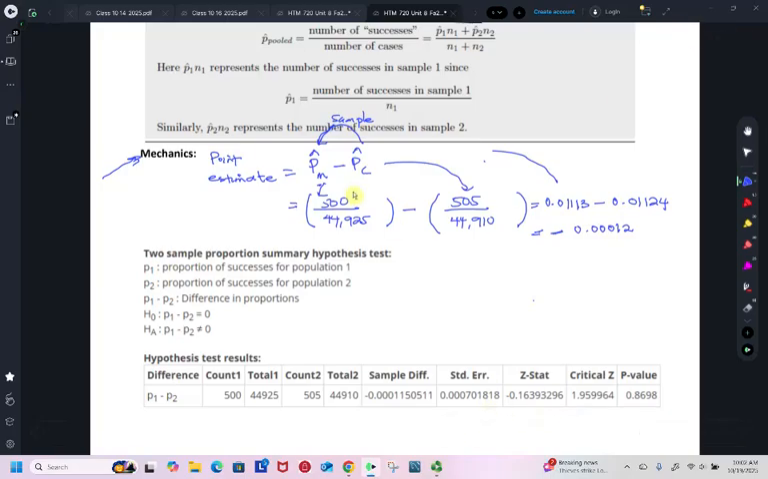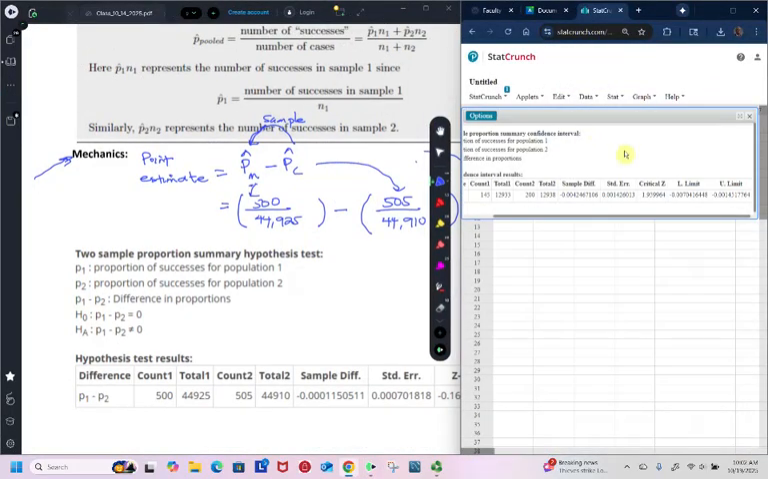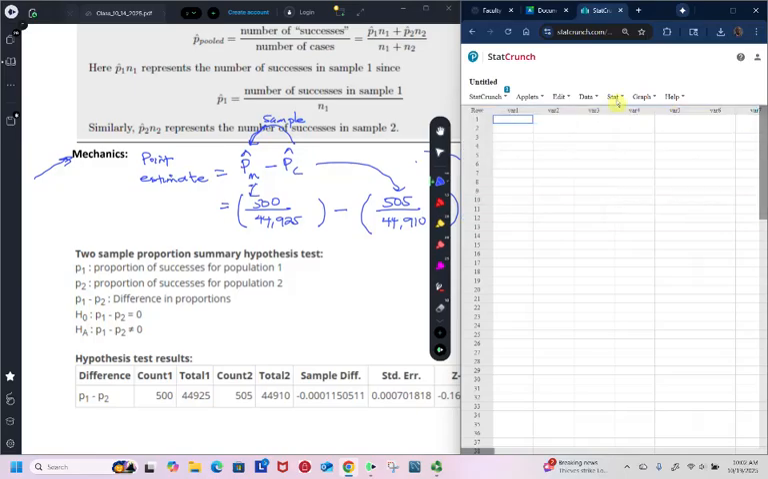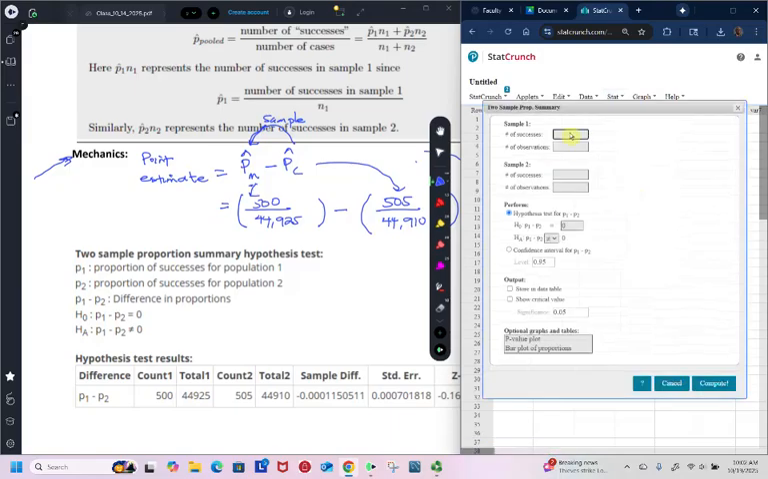I have in these pictures here. Take note, this value is already given here. We can do it in StatCrunch. Let's do that. So I'm going to pull over StatCrunch. And in this case, I'm going to X out of this, go to Statistics, go to Proportion Statistics. Next, go to Two Sample, and then With Summary. It is going to prompt you to key in some values.